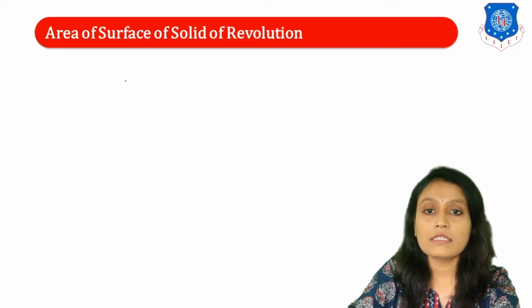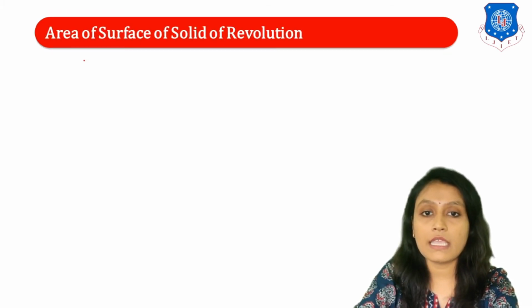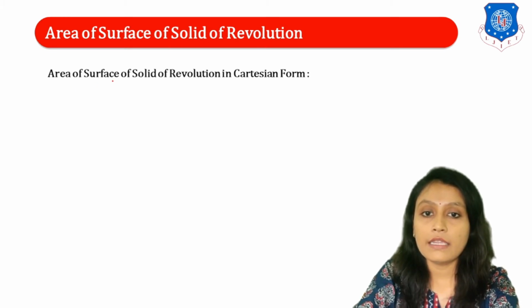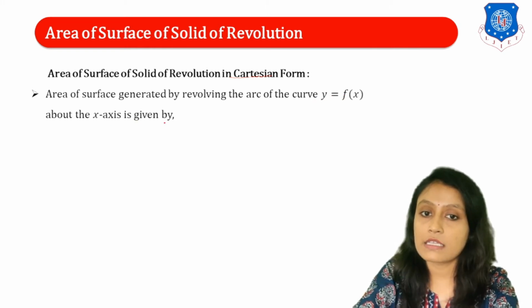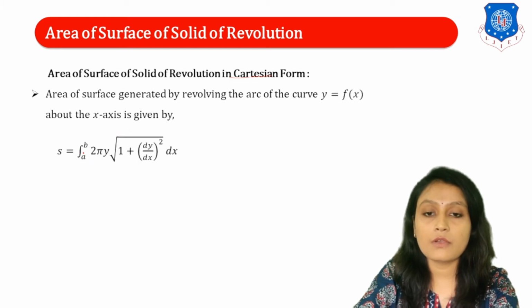Okay, now let's discuss one more topic, that is area of surface of solid of revolution. Firstly, we will study it in Cartesian form. The area of a surface generated by revolving the arc of the curve y is equal to f of x about x-axis is given by s is equal to integration a to b 2 pi y under root 1 plus dy by dx whole square dx.